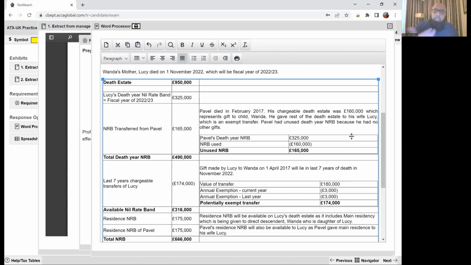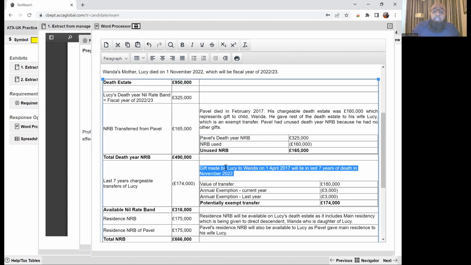Okay, so I made it more elaborate for you people. Okay, Pavel died in February 17. His chargeable death estate was 160,000, which represents a gift to child Vanda. The child is a chargeable party. He gave the rest of the death estate to his wife Lucy, which is an exempt transfer. Pavel had unused death NRB because he had no other gifts, so this NRB goes to Lucy.